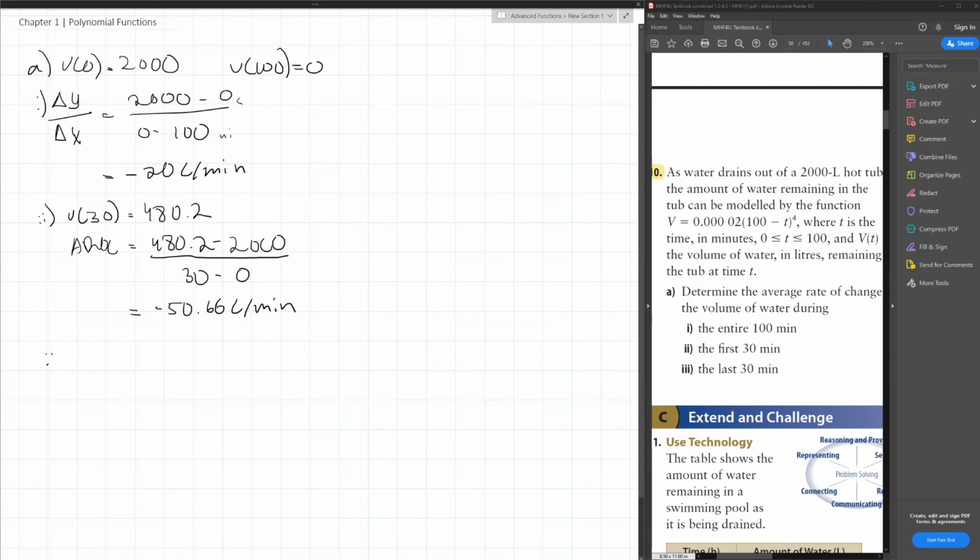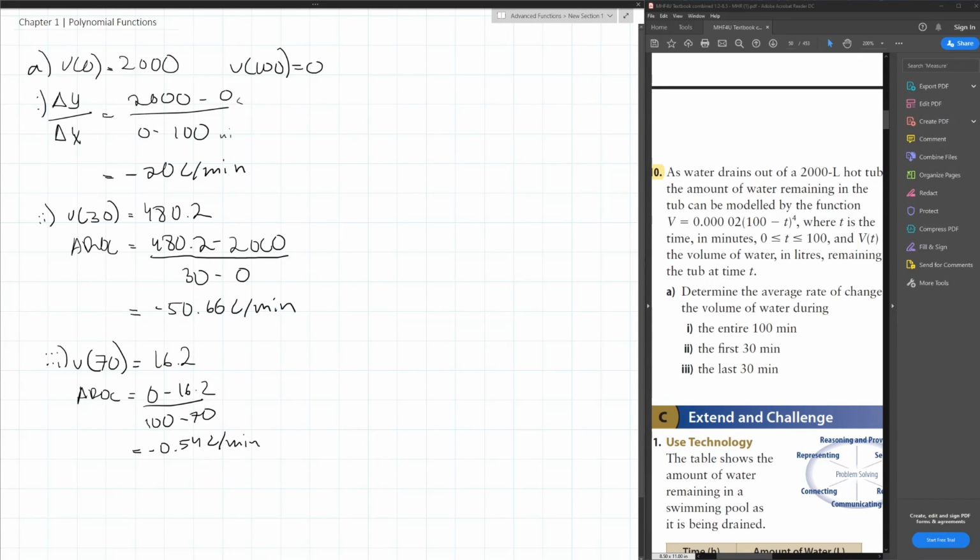As we have part 3, that's the last 30 minutes, which would be V of 70, which is approximately 16.2. And then instead of using our 0, we need to use V of 100. So let's do that. AROC is equal to 0 minus 16.2 over 100 minus 70, which is equal to negative 0.54 liters per minute.